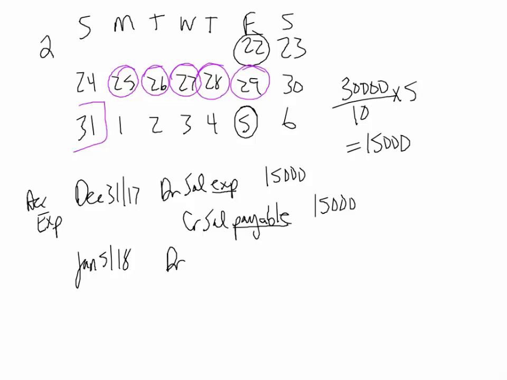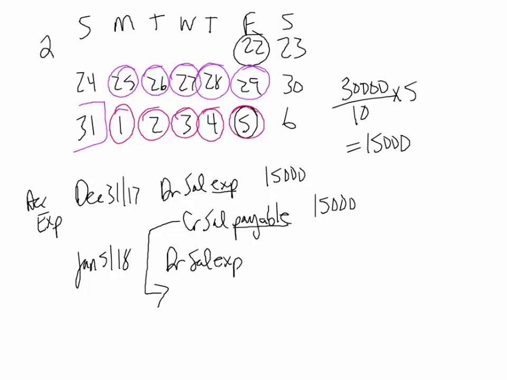Absolutely. Now, why is salary expense going to be debited? Well, if we look here, we can see that they worked 1, 2, 3, 4, 5 days in the new year. So we still have to do 5 days. And then we've got salary payable. Absolutely. We've got to get rid of the salary payable, right? That salary payable is there. It no longer is owed because we've paid them. So we have to get rid of the payable, salary payable.